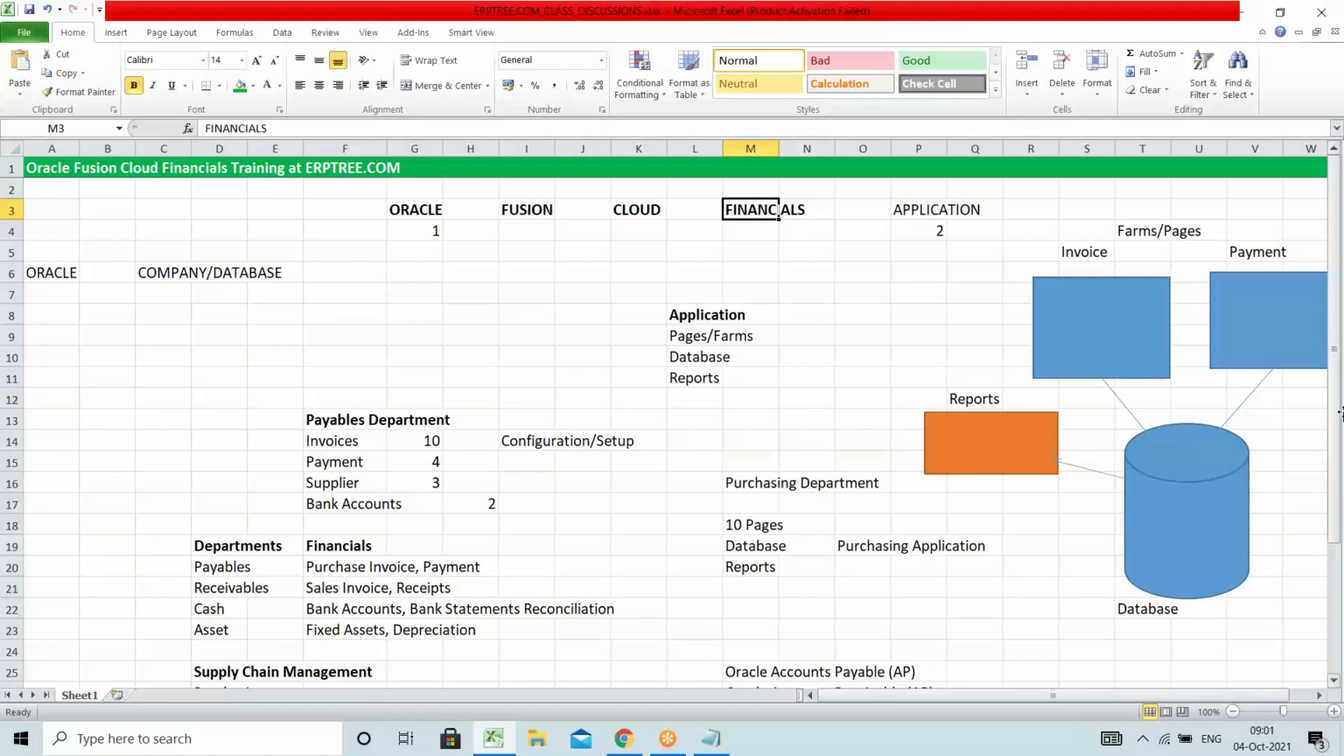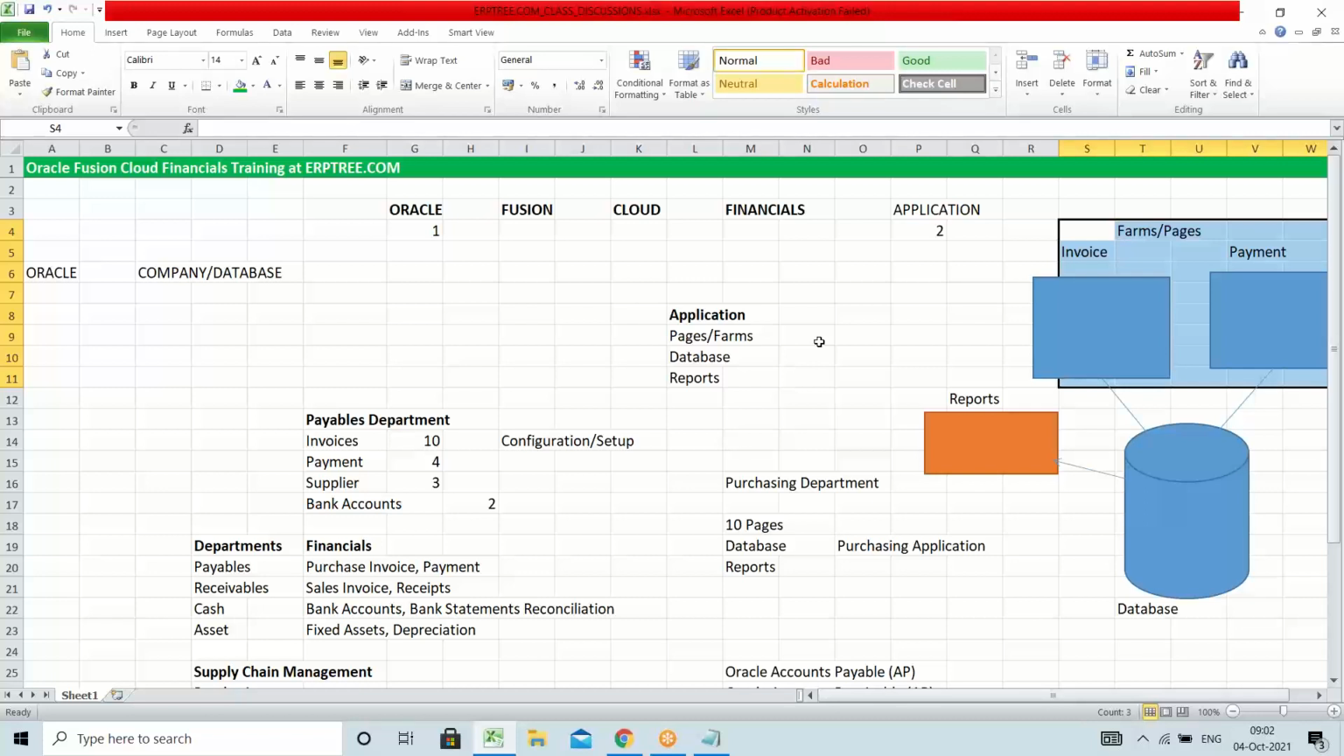Applications, let me take one point. The different pages or forms we are grouping and creating the application. Along with that, we'll have reports and database, but primarily this is the part. If you take the example of the payables department, which pages are required, Oracle groups all those and calls it an application. A set of pages or forms only we are calling an application.